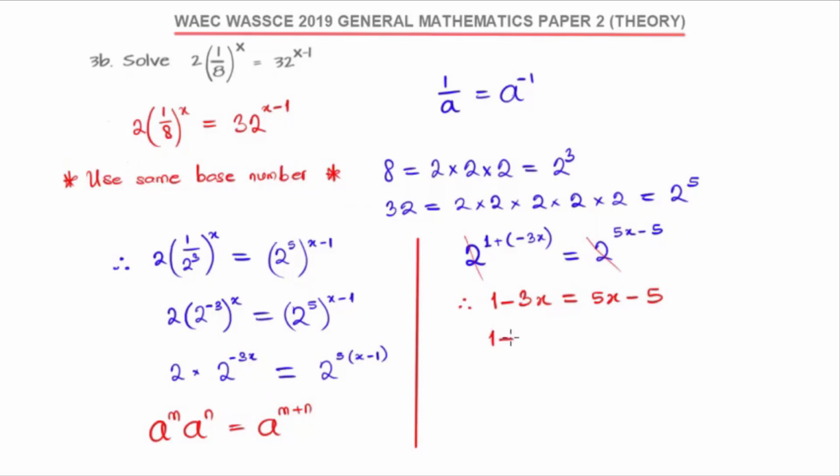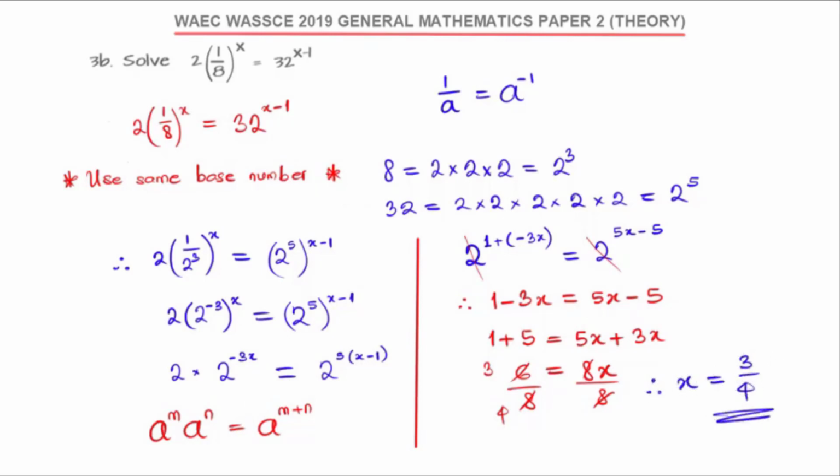If we collect like terms, we have 1 plus 5 is equal to 5x plus 3x. 1 plus 5 is 6. 5x plus 3x is 8x. So we just divide both sides by 8. We can find the value of our x to be x will now be 3 over 4, and that is our solution to the question.